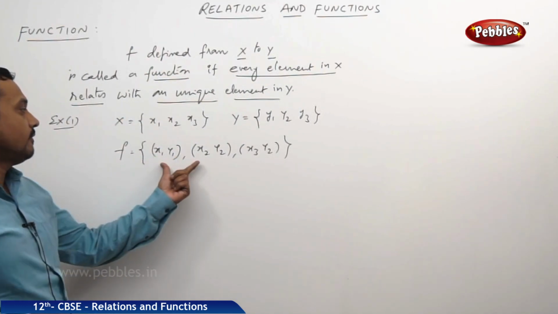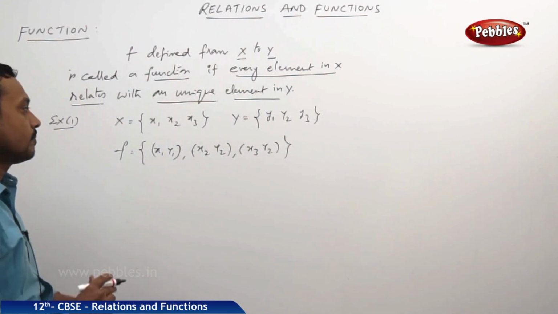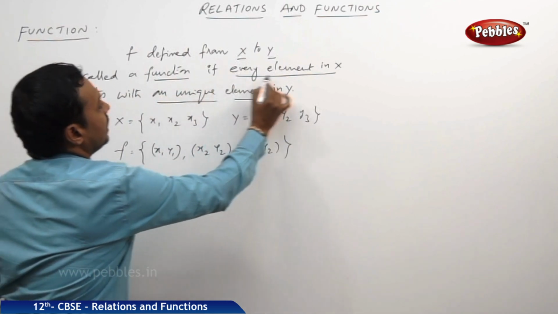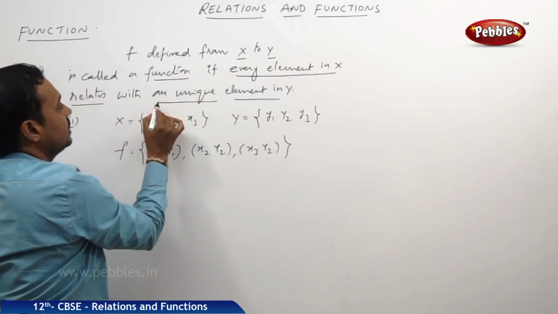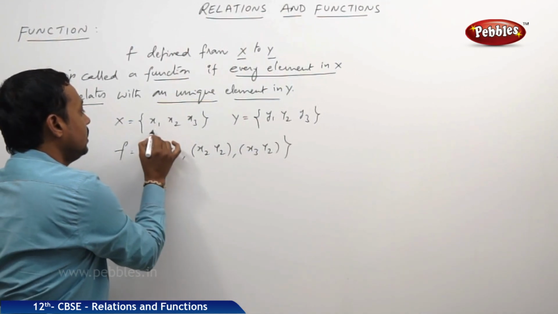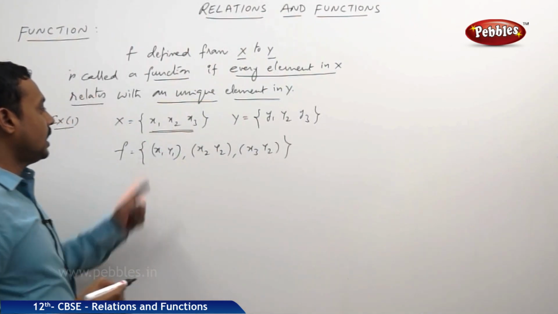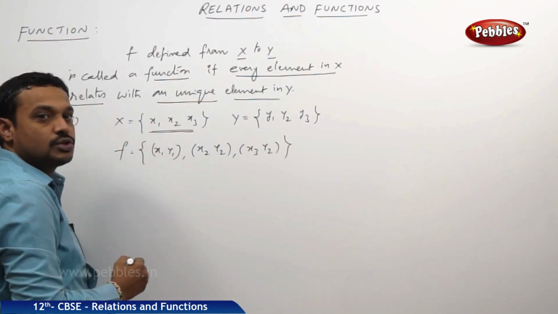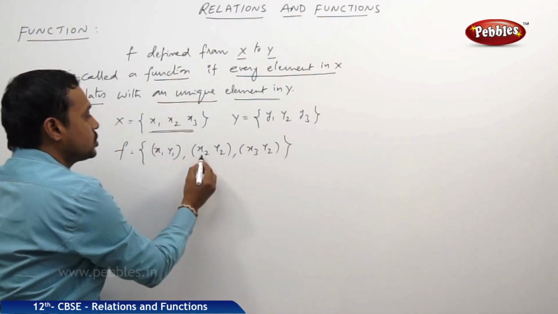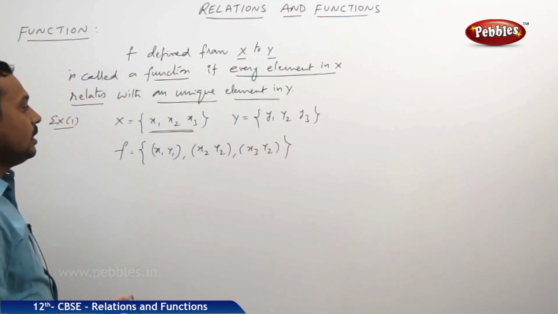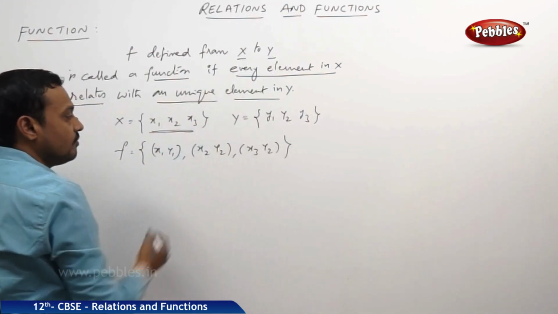Now let us check whether it is a function or not. According to the definition, every element in x relates with a unique element in y. Here what are the elements in the domain x? x1, x2, x3. Now see, x1 is associated to y1, x2 relates to y2, and x3 to y2. So that definition is verified here.